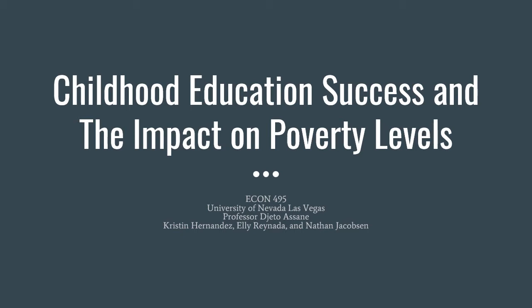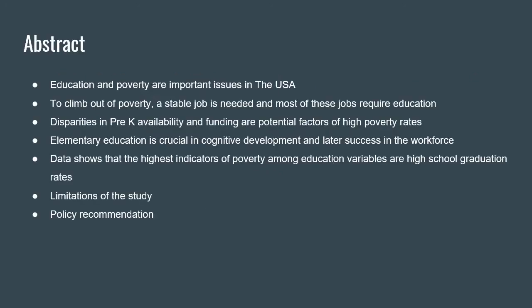The topic that we chose is childhood education success and the impact that this has on poverty levels in the United States. Education and poverty are important issues in the United States. This is a topic that has caught the attention of political and business leaders and really the public at large. To climb out of poverty, you need a stable job, and a big part of that is your educational level. Elementary education is crucial in cognitive development in children and later success in the workforce.